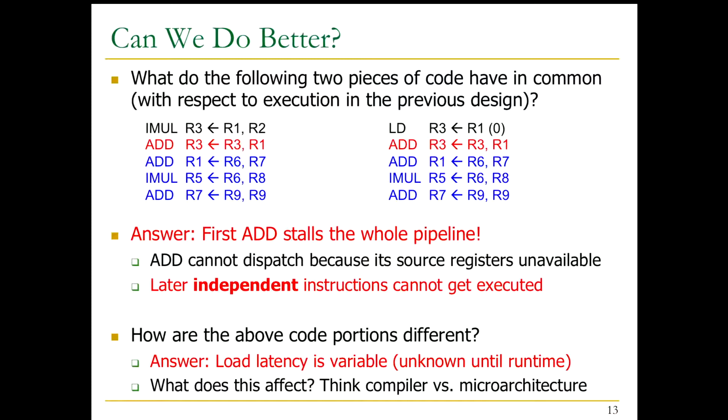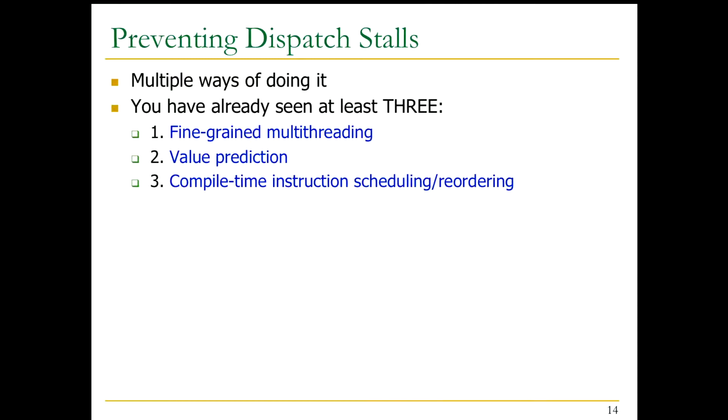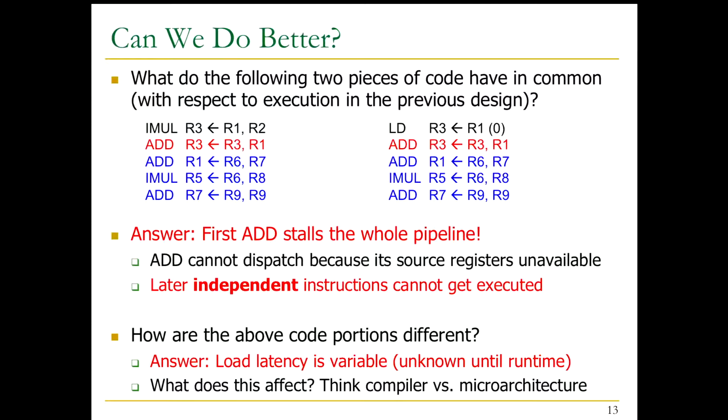Okay, so our goal is to prevent dispatch stalls. We've already seen multiple ways of doing it, and I'm going to give this to you again. Fine-grained multithreading. You don't have any dispatch stalls because you've eliminated the dependency problem, right? We've seen it. Value prediction, we didn't go into detail, but you can guess the idea. At this point, for example, load, I don't know the value. Add is dependent on it. So I'm going to guess R3 is going to be 0, and I'm going to execute based on that assumption. And if I'm wrong, I'm going to flush the pipeline and re-execute with the correct value.